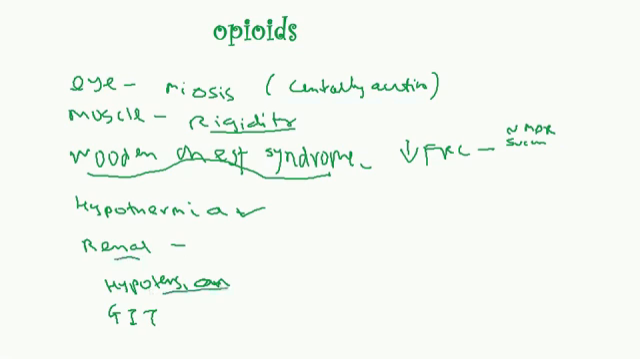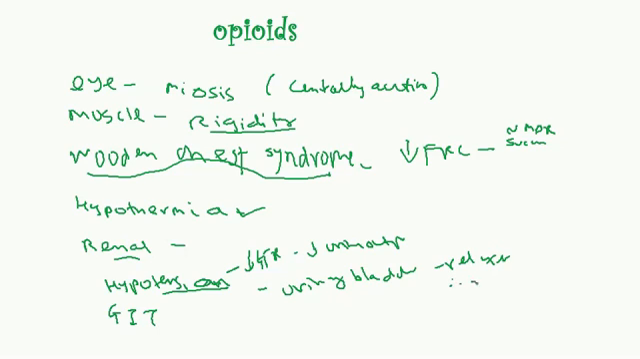Renal: due to hypotension, it decreases GFR, therefore decreases urine output. And on the other hand, on the urinary bladder, it relaxes it and therefore causes retention. Fentanyl has minimum effect on GFR.